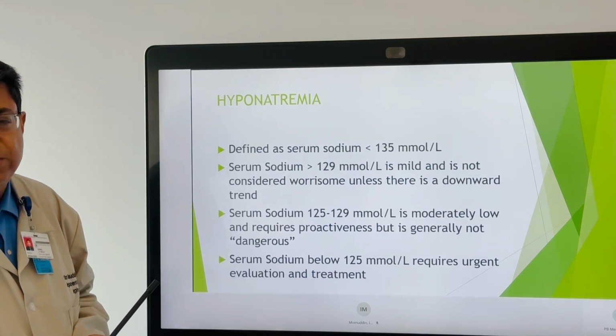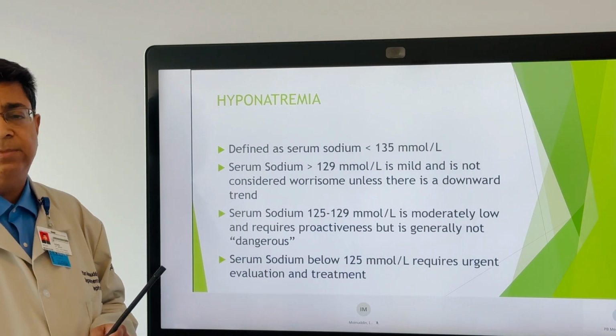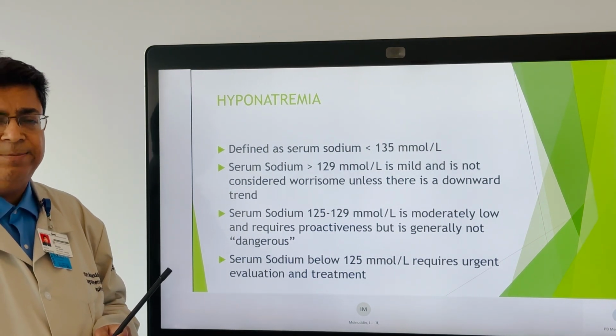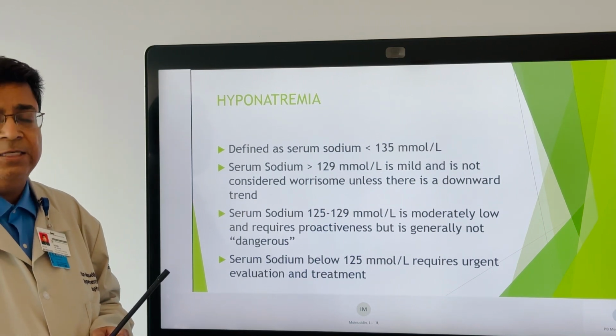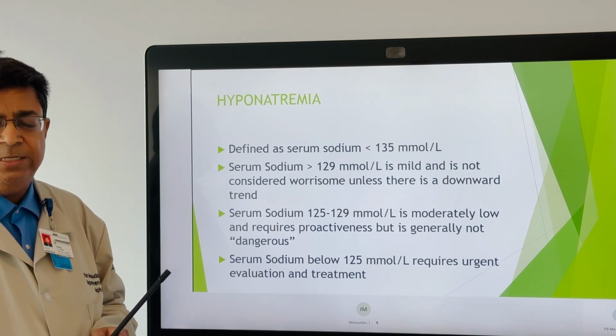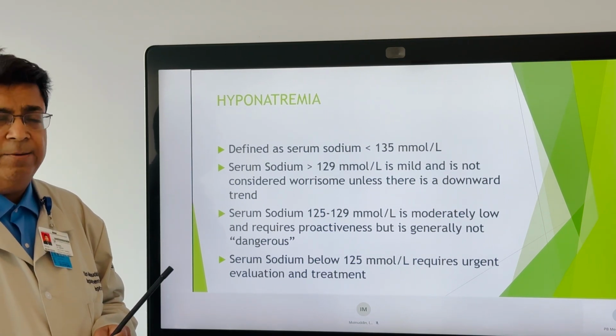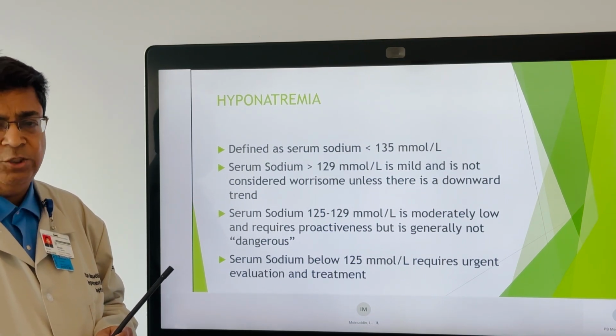Besides the absolute value of the serum sodium level, symptoms are very important. If the patient is symptomatic, then the situation should be considered clinically dangerous and must be treated appropriately and emergently.